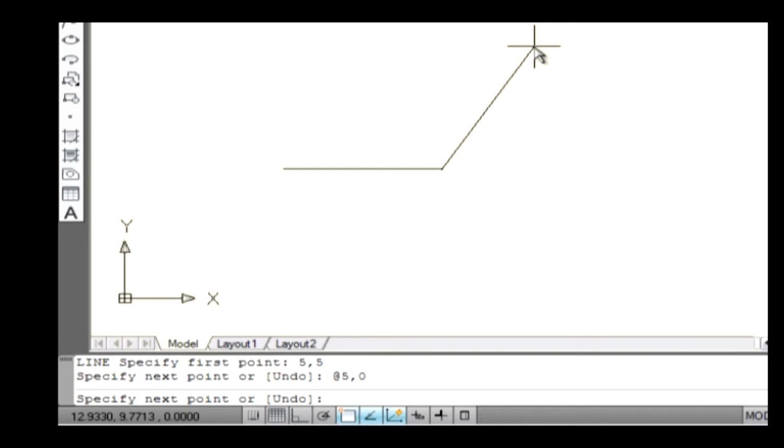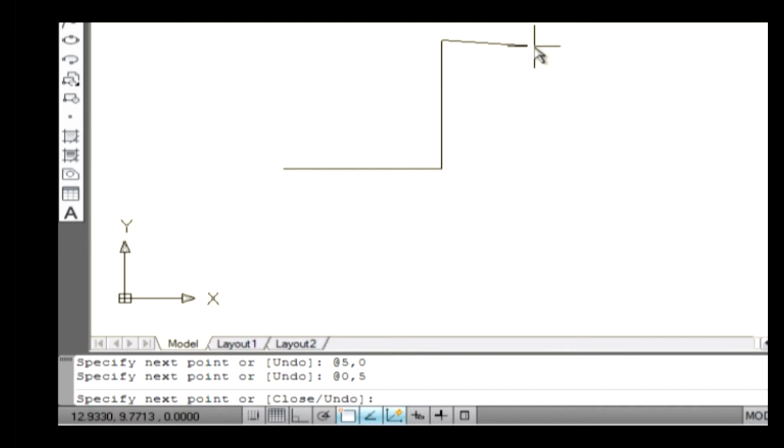The @ symbol tells AutoCAD that the next point is relative to the point you just entered rather than that of the origin. From this point, AutoCAD draws lines 5 units in the x direction and 0 units in the y direction. Now the command line displays like this. "Specify next point or undo." Type @0,5 on the command line and press Enter to draw a line in vertical upward direction.